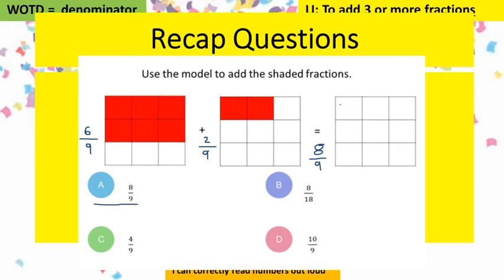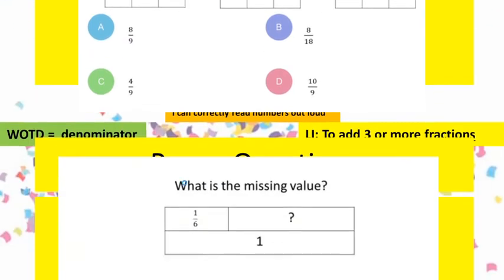Another way you could have done it is you could have shaded the number of parts that you had shaded originally, the 6, and then you've got the 2 there, you're adding, and then you count them up and see 8/9. Right, let's look at the next question.